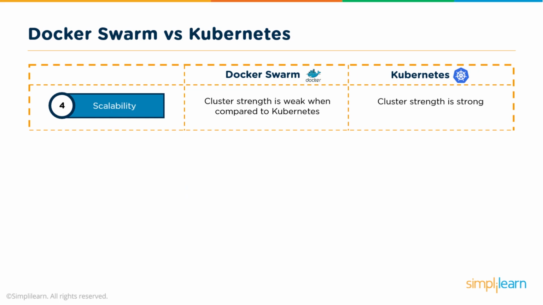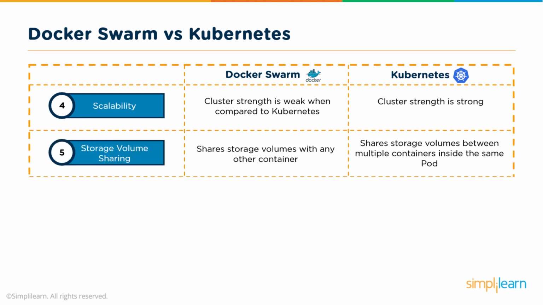On Docker Swarm, the cluster strength is weak as compared to Kubernetes. Worker nodes can be added to a swarm. Worker nodes can be asked to leave a swarm or can be taken out of a swarm based upon the requirement. So this is a loosely coupled architecture for Docker Swarm, while in Kubernetes, the cluster is very tightly coupled.